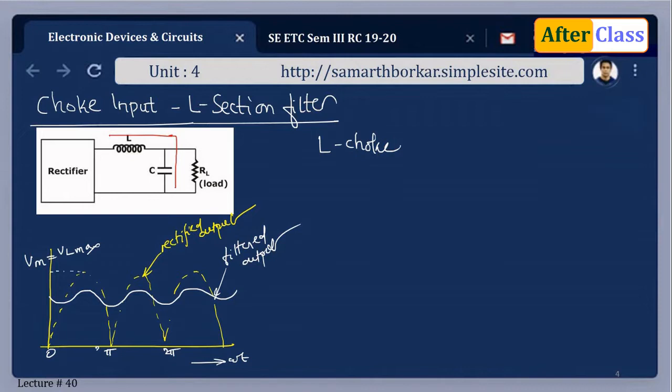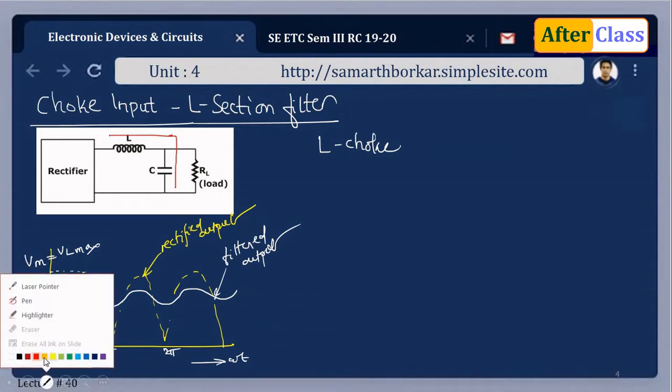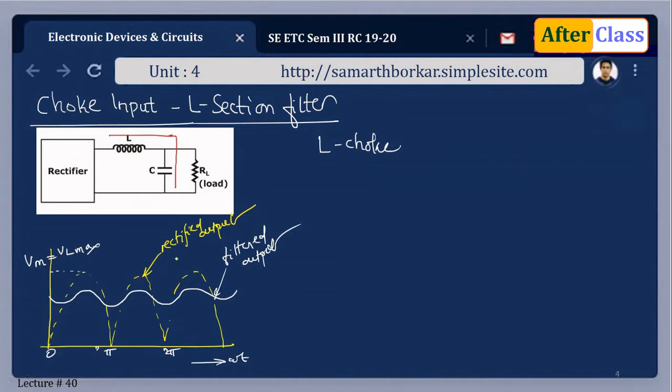reduce this ripple content. Now here what you see right now is the output of the LC filter. The signal here is the output of the rectifier. So if I check the signal at this point, it will be this, okay, and the output across the load is of this nature. We'll discuss why it is so. Now before that, we'll just revise the inductor filter.